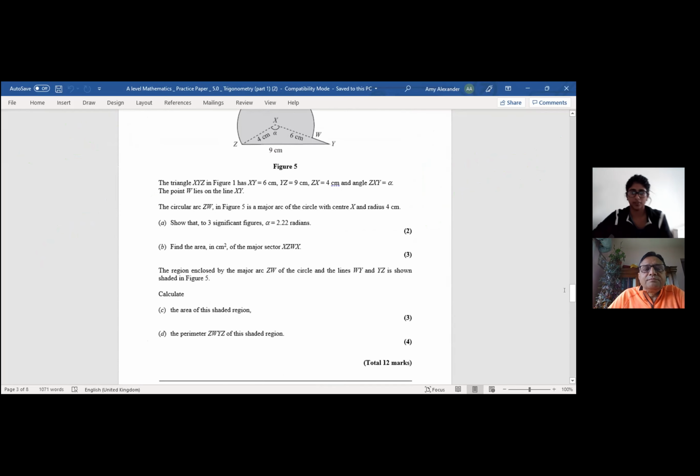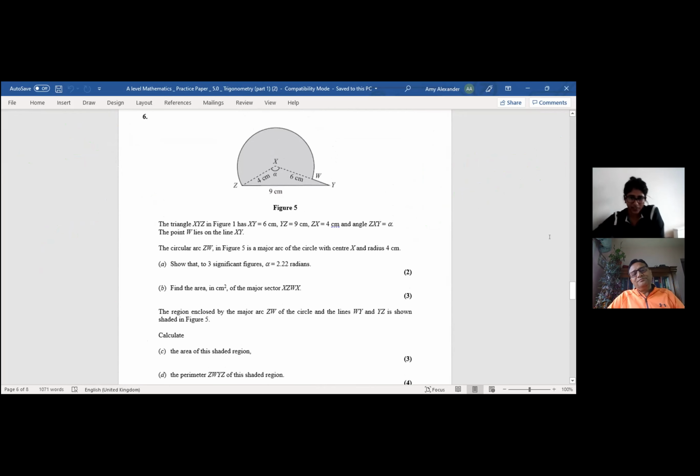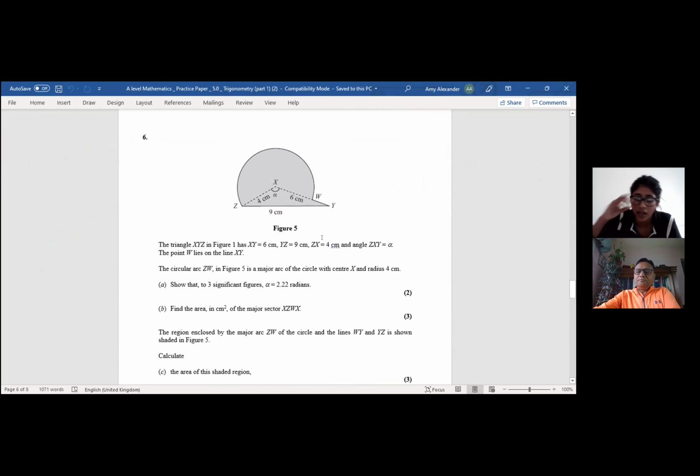Let's see this one, 12 marks. The triangle XYZ in figure 1 has XY equaling 6 centimeters, YZ equaling 9, and ZX equaling 4 centimeters, and angle ZXY equaling alpha. The point W lies on the line XY. The circular arc ZW in figure 5 is a major arc of the circle with center X and radius 4.